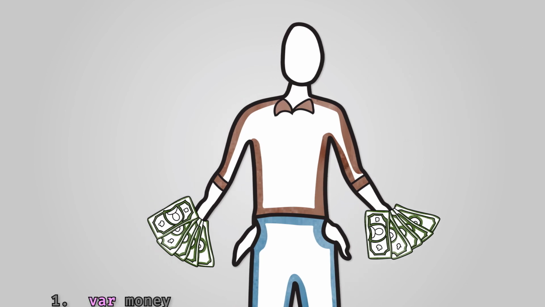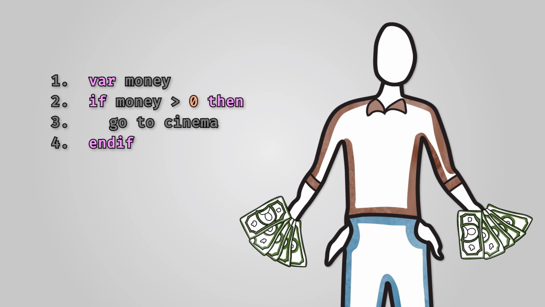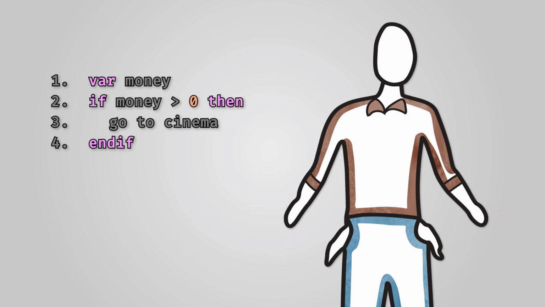If we were to write out this decision in pseudocode, we might write something like this. The key thing to spot is that there is no otherwise. If you don't have any money, you would do nothing. You would just keep going.